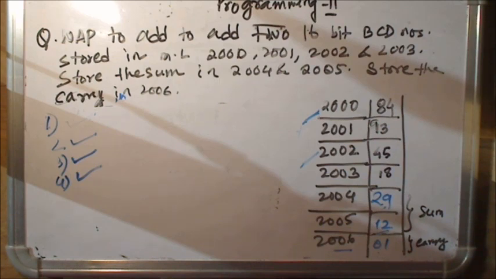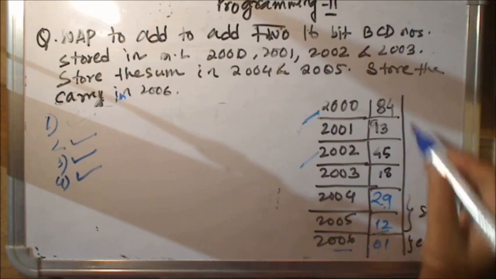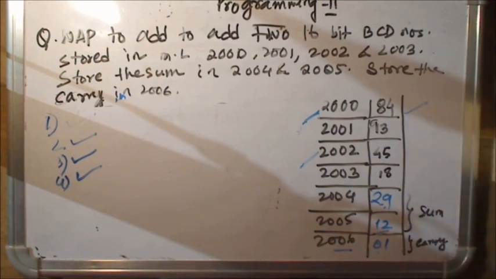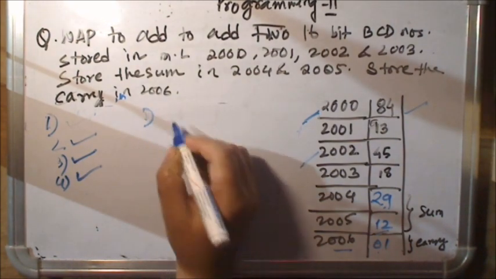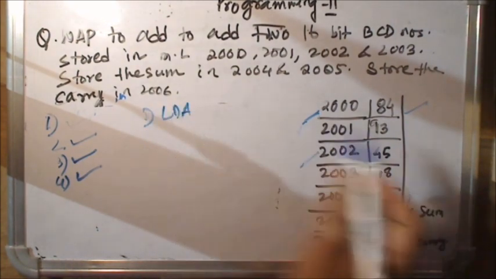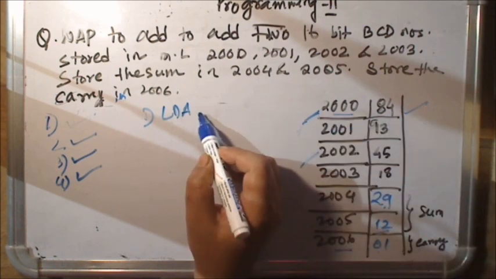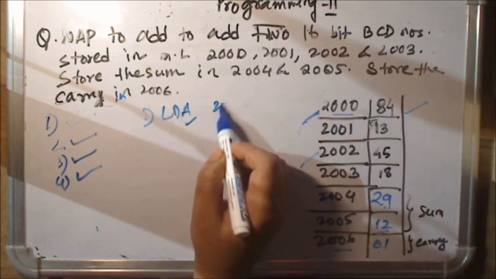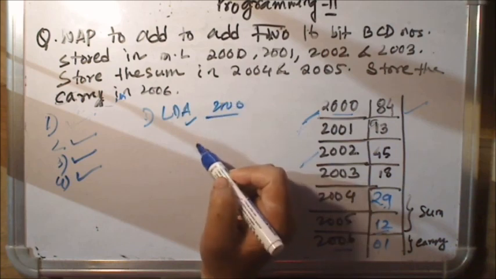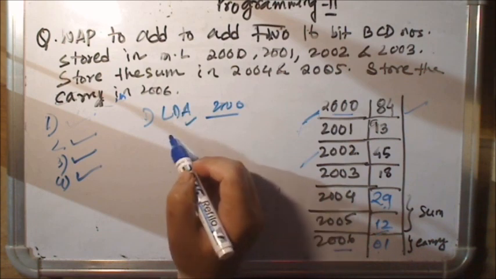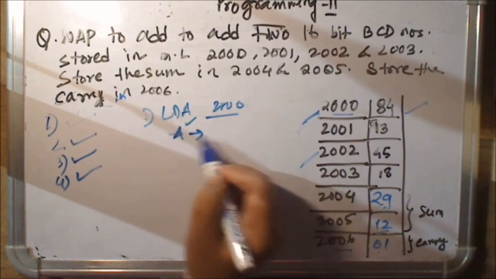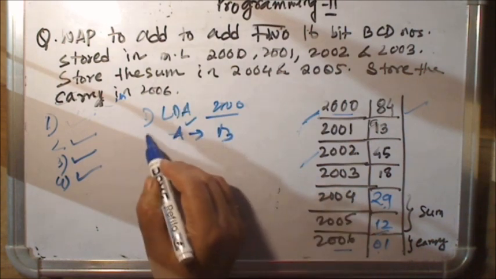So take the first lower byte data, that is 84 in our example, into a register by using LDA. By using LDA, we will take the first number, which is stored in the first lower byte, into the accumulator from memory location 2000H by using LDA 2000. Then transfer the data into B. We will move the data from A to B. This will be the second step.